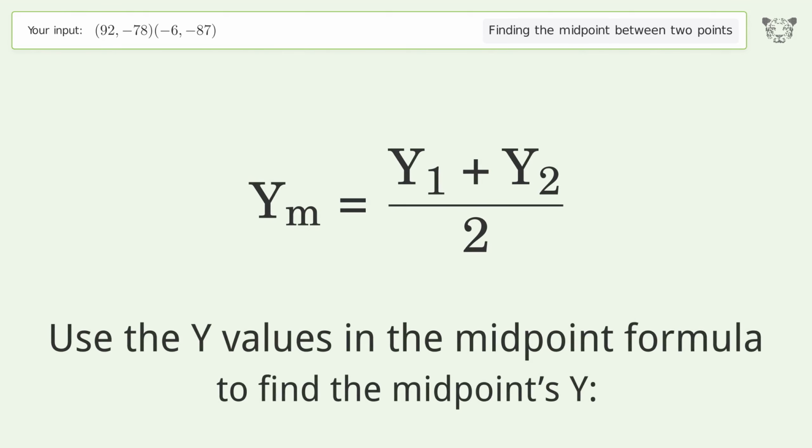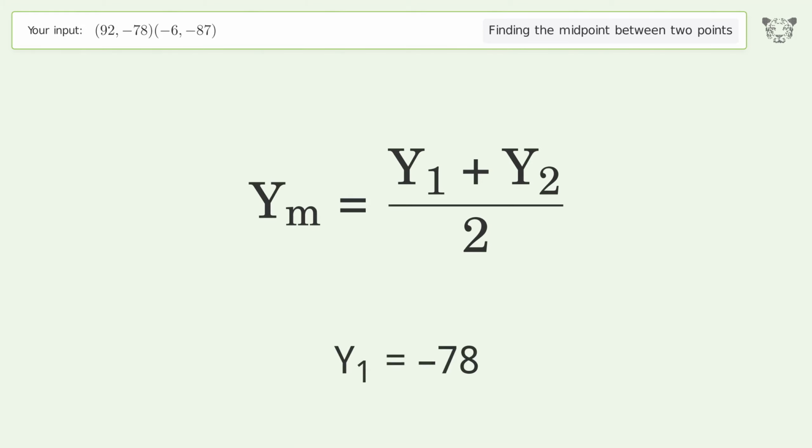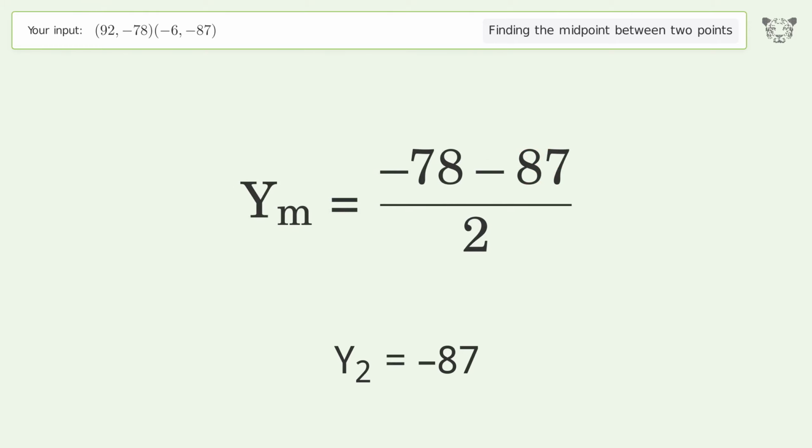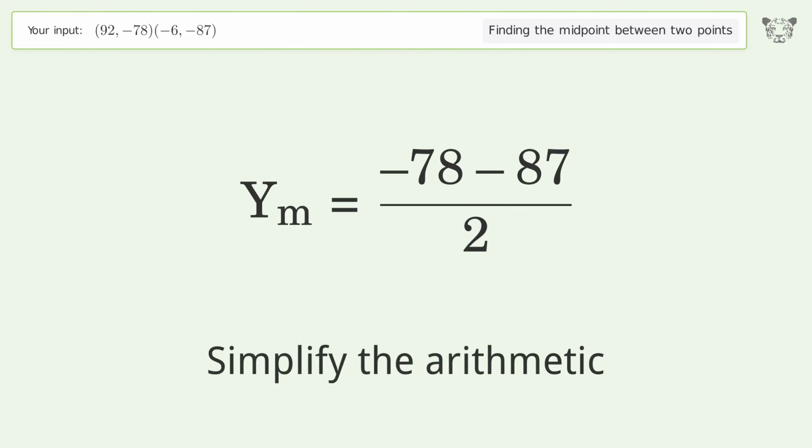Use the y values in the midpoint formula to find the midpoint's y. y1 equals negative 78. y2 equals negative 87. Simplify the arithmetic.